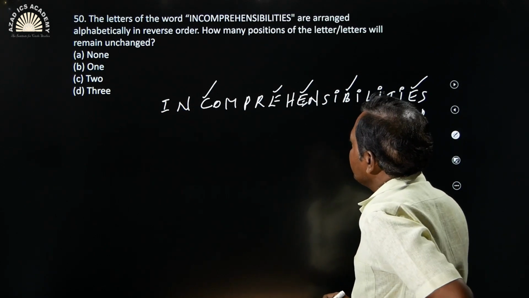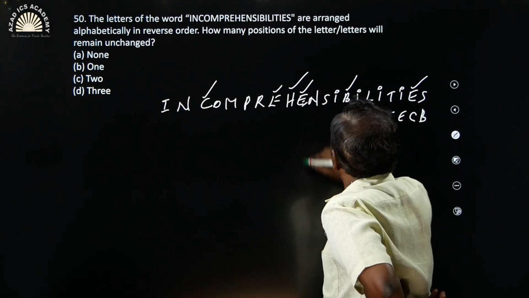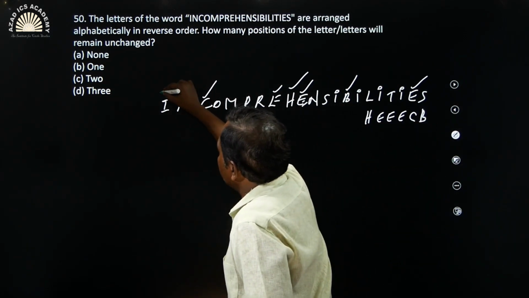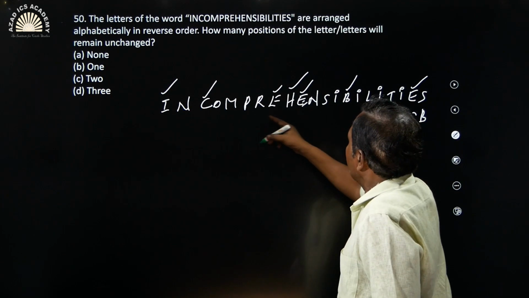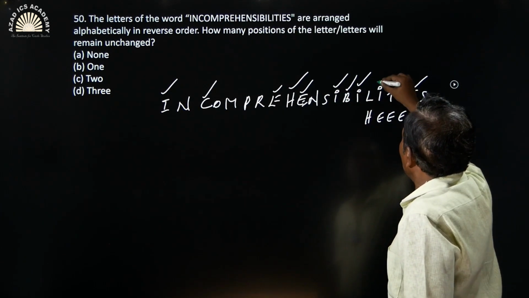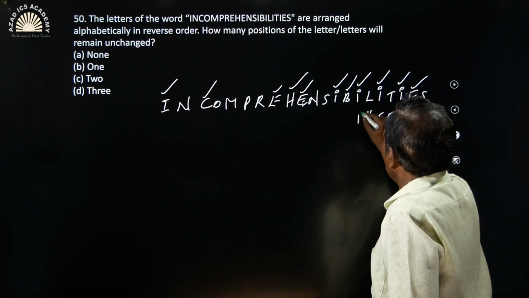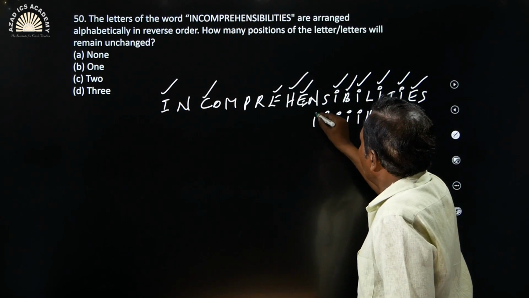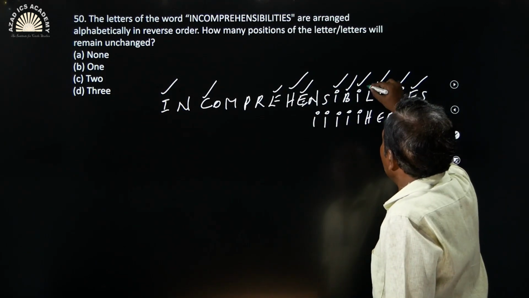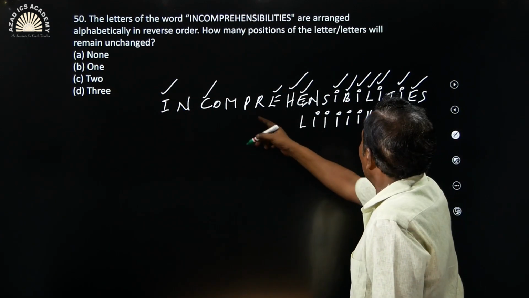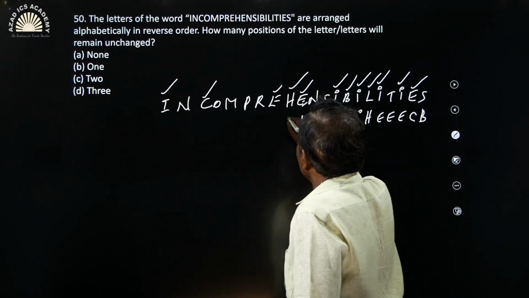G cannot be seen. H, there is one H. I, I can see there is one I, and here there are 1, 2, 3, 4, and 5 I's. L, here one L is there. M, I can see one M here.